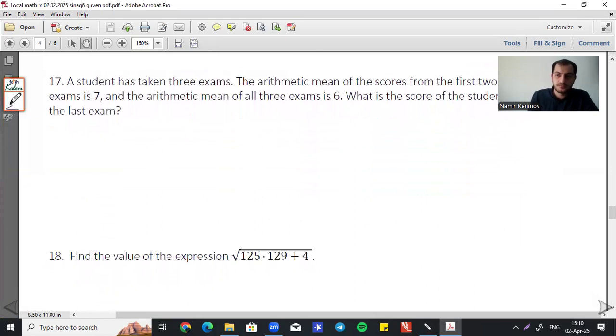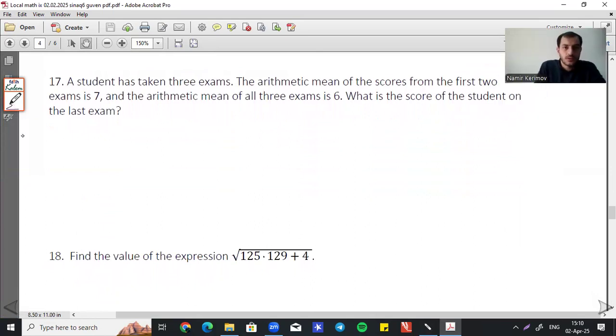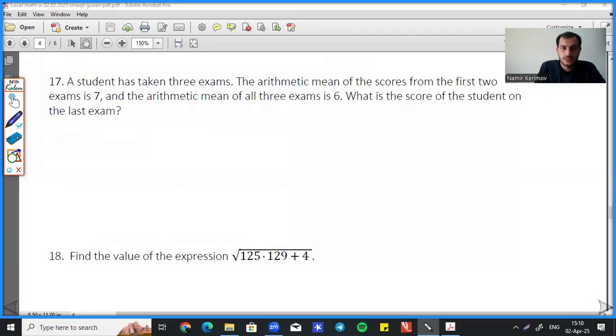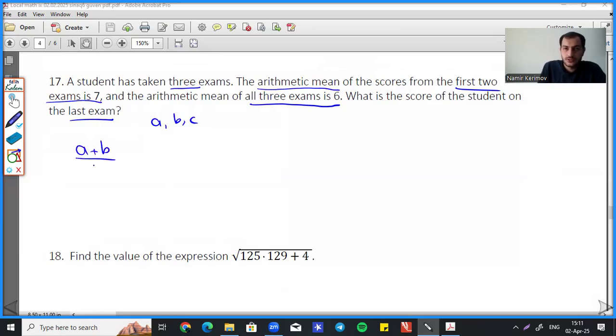In 17, 3 exams. A student has taken 3 exams. The arithmetic mean of the first 2 is 7. The mean of all 3 is 6. Last exam? Okay, let's say first one A, second one B, and the third one C. The arithmetic mean of the first 2 is the sum divided by 2. It's 7. So that means the sum of 2 exams is 14.